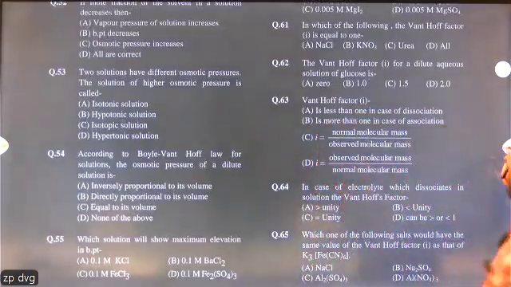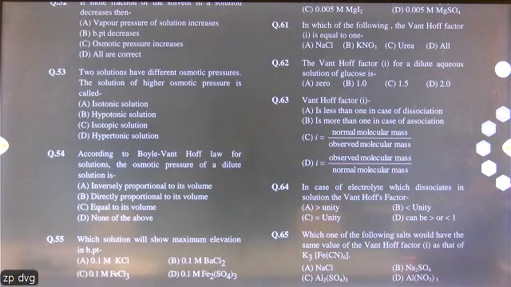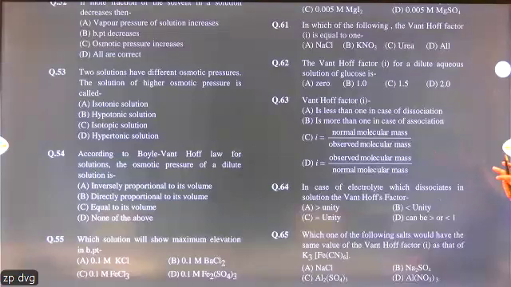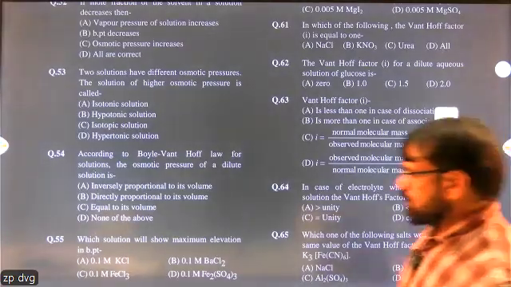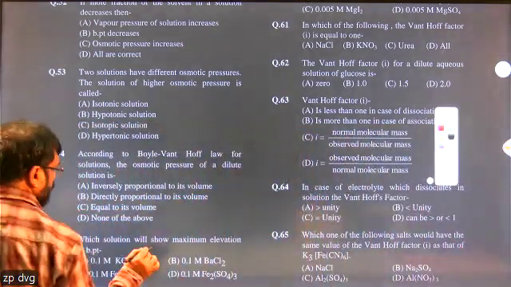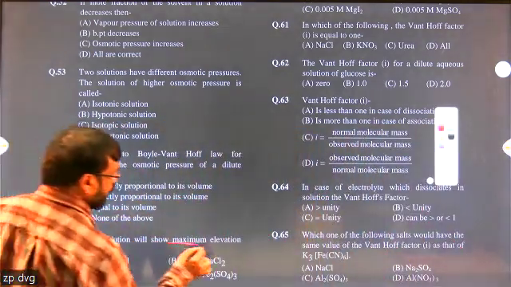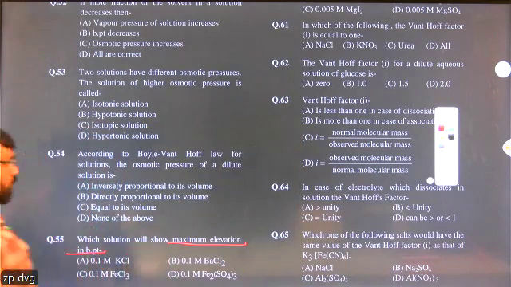From now onwards, the questions are related to the Van't Hoff factor, and we can expect them in the examination. Which solution will show maximum elevation in boiling point? Which one is going to show maximum elevation in boiling point?